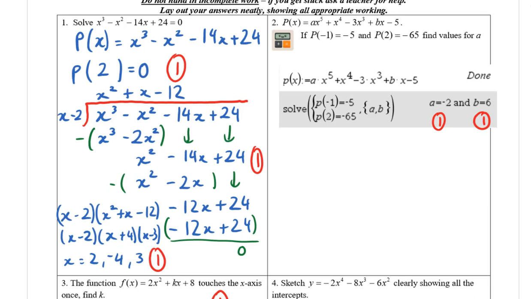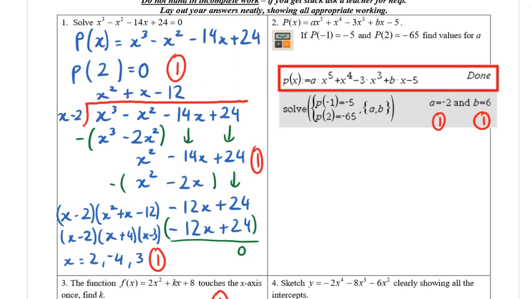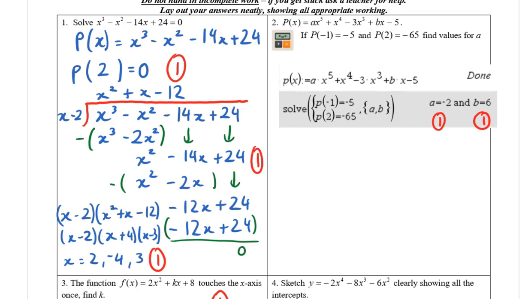Question 2, my first step here was to define p of x and making sure that we're putting multiplied signs between a times x to the power 5 and b times x. I've then used the solving system of equations, so menu algebra solve system of equations with two values, a and b being my variables, typing in my values of p of negative 1 equals negative 5 and p of 2 equals negative 65. And it spits out a equaling negative 2 and b equaling 6. Nice and straightforward. We could do some long substitution to solve that, but the CAS makes it a lot easier.